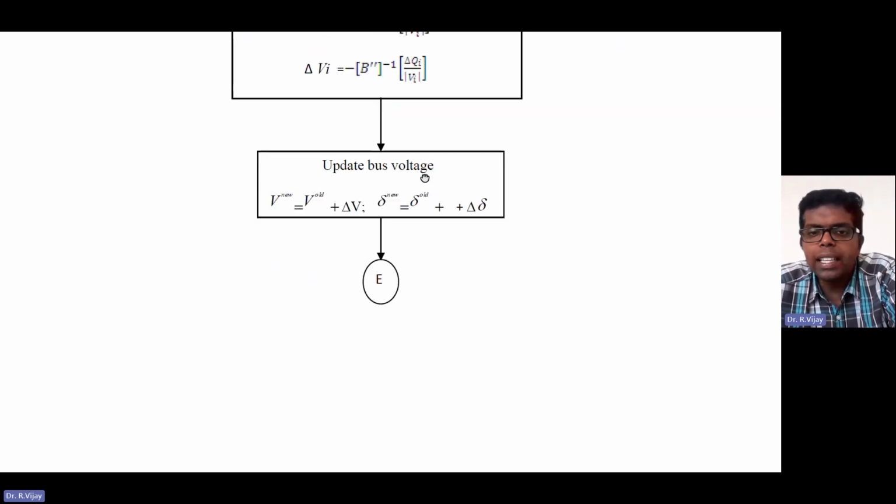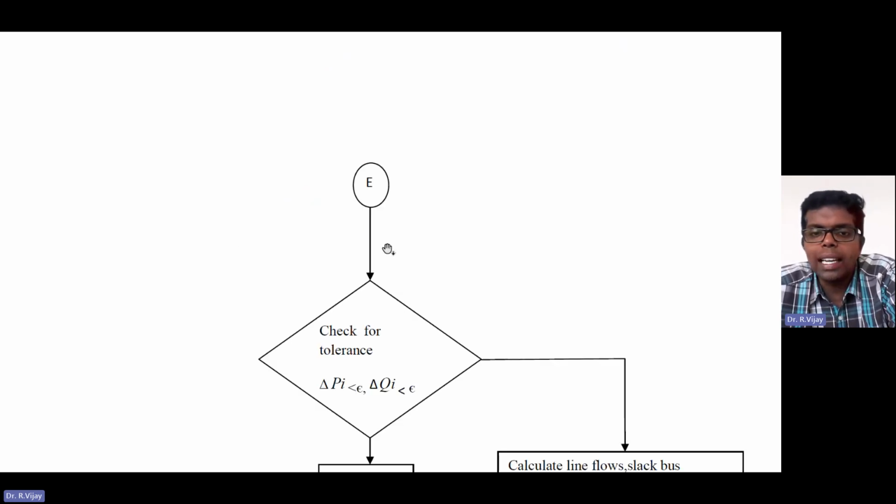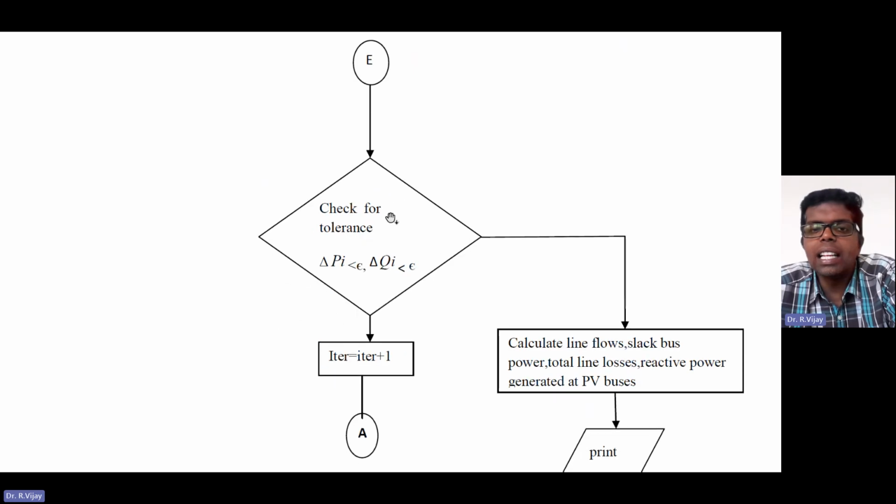Next, update the bus voltage. That is V new is equal to V old plus del V, and also theta new is equal to theta old plus del theta. So that you need to update. That is, we need to calculate the new voltage as well as the new phase angle.